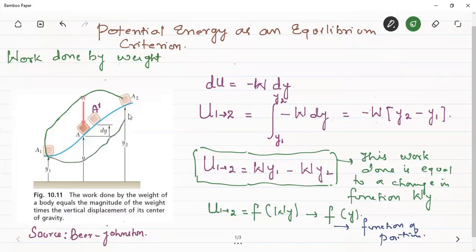If I had considered this path here and the block was moved along this path from position 1 to 2, the work done would still have been Wy1 minus Wy2. Therefore, we can say that the work done is a function of some function, which here is Wy. Work done has been represented in terms of the change in function. You can see that Wy1 minus Wy2. So this is the function whose change is equal to the work done in this case.